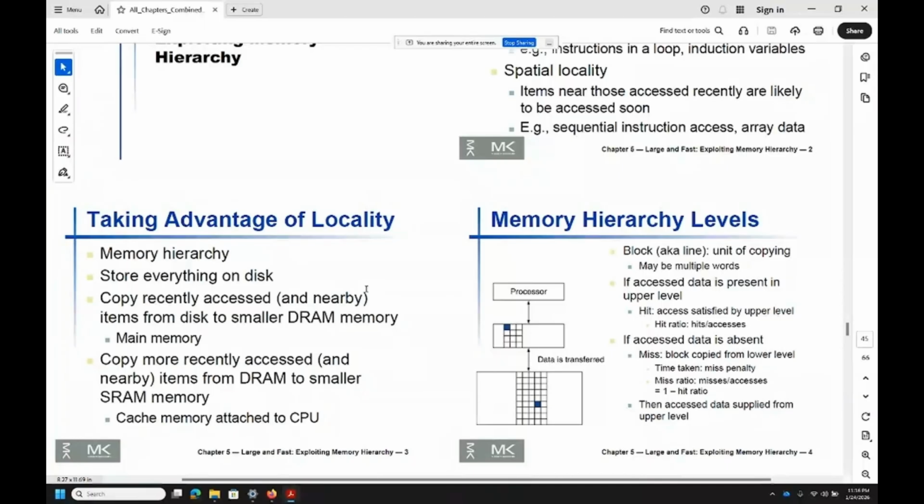So unless your programs are very small, it's not possible to fit multiple programs onto the cache. So now you have to remember the hierarchy. Okay, so one is the memory block or the memory line.